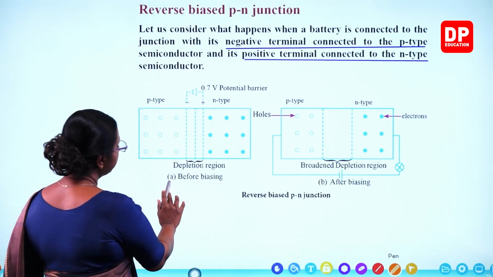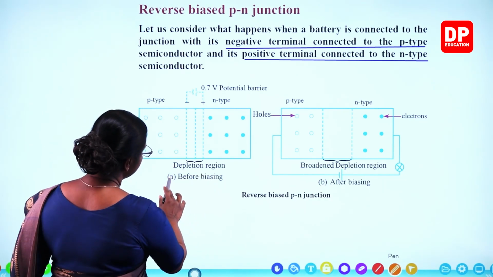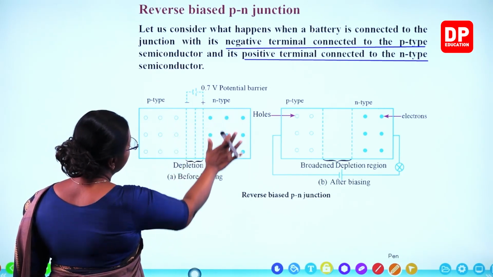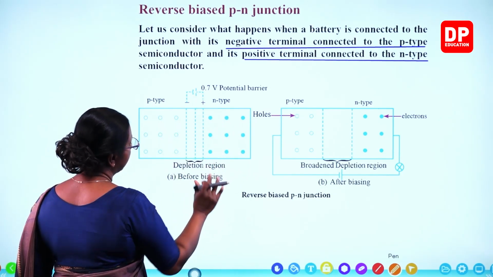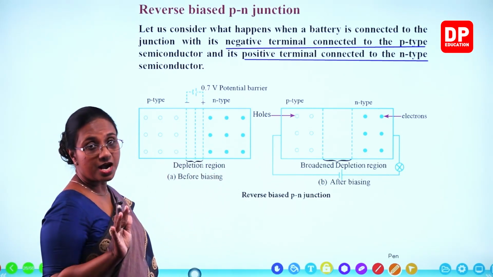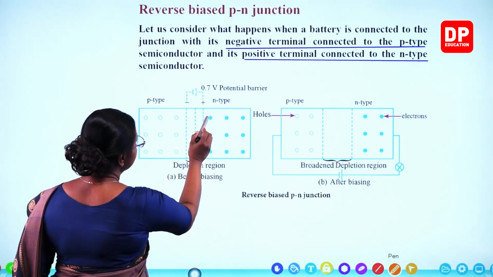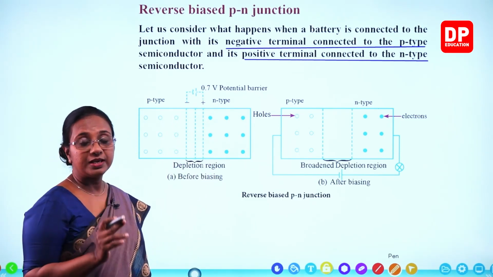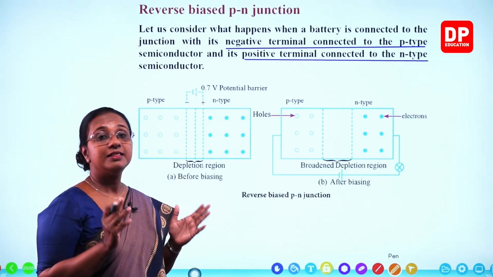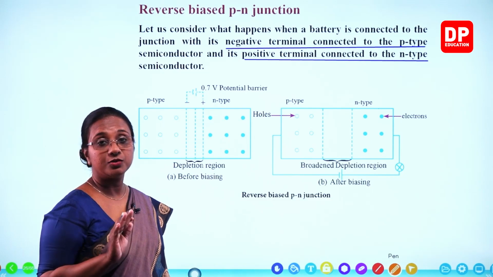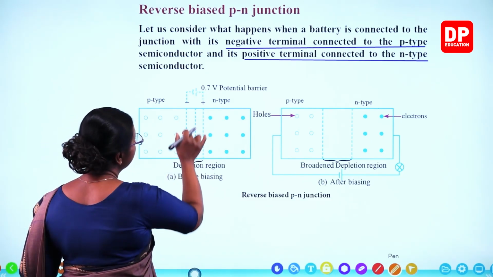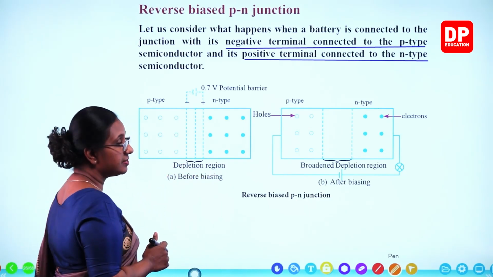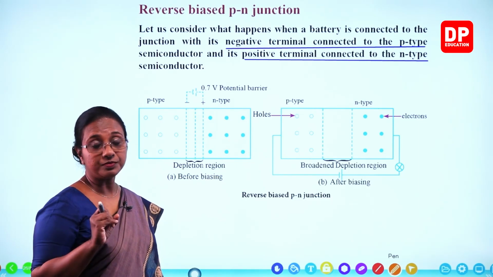Now here you can see before biasing. The first diagram shows what happens before biasing. Here you have the P region and the N region, or the P type and the N type. That is how we get the PN junction. So you all can remember, students, the electrons diffuse from there to here, and holes diffuse from here to there. Because of that, there is a region that is devoid of charges. There are no charges. That region becomes a potential barrier, and that is what we call the depletion region or the depletion area.